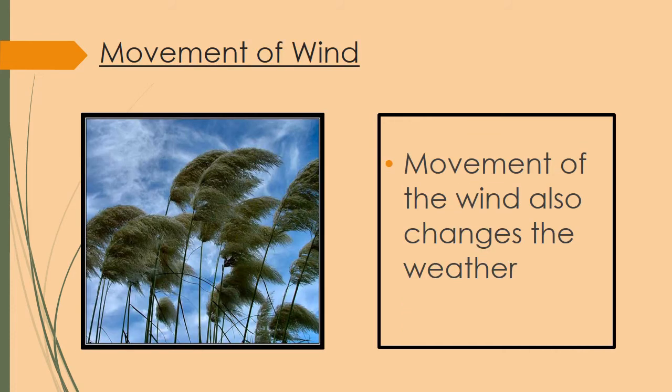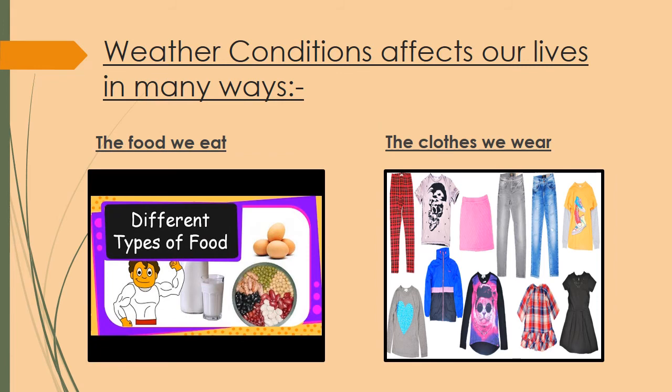Now the next point is movement of wind. Movement of wind also changes the weather. Hot winds blowing from a hot region make a place hot, and wind blowing from a cold region makes a place cold. The wind blows from high pressure areas to low pressure areas. Weather conditions affect our lives in many ways. It affects the food we eat. In summers we like to eat cold drinks, and in winters we like to have hot drinks.